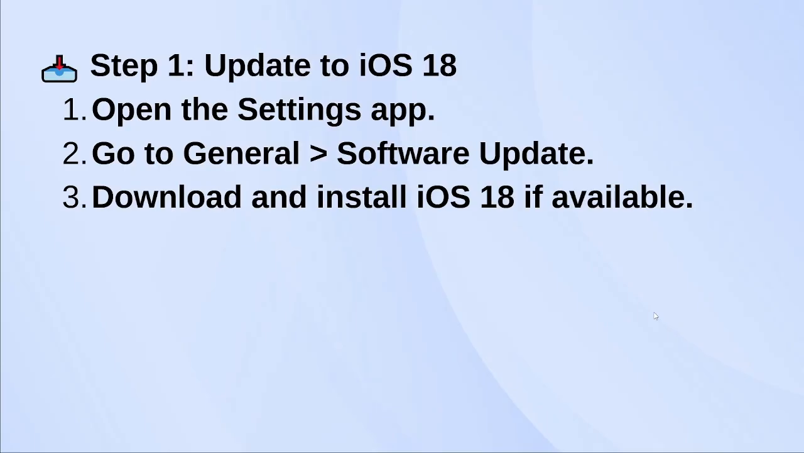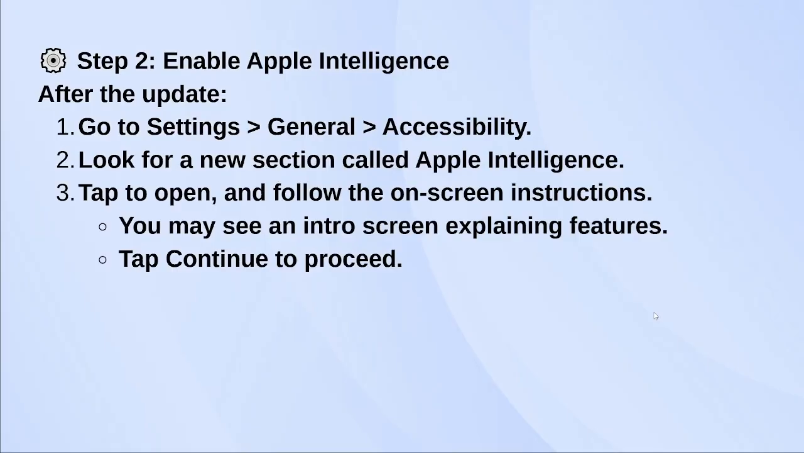Once the update is done, go back into Settings, General, and open Accessibility. You should now see a new section called Apple Intelligence. Tap it, and you'll get a quick intro about what's new. Just hit continue and follow the prompts. Now let's connect it to Siri.